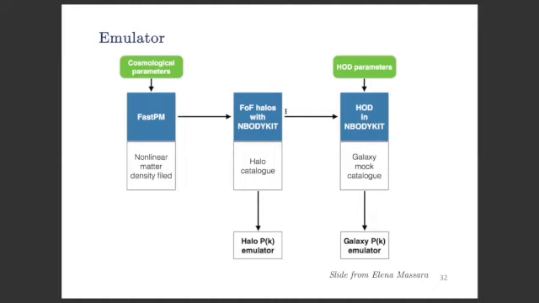The structure of this algorithm is shown here. With a given cosmology, we generate the nonlinear density field using FastPM. Then we identify halos using the friends-of-friends algorithm, and we populate the halos using nbodykit and get the galaxy power spectrum. In the following slides, I briefly show how the sampling variance and the residual noise can be corrected and how the BAO wiggles are analytically modeled.